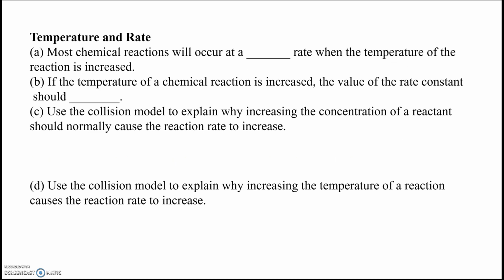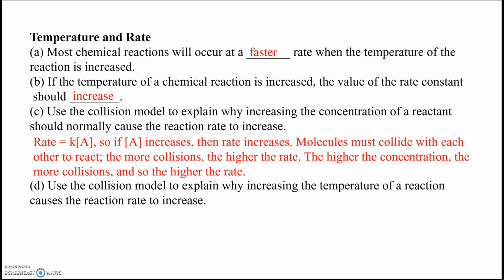All right, let's talk about temperature and rate. Most chemical reactions will occur at a faster rate when the temperature of the reaction is increased. If the temperature is increased, the value of the rate constant should increase. Let's see if we can understand why that is using the collision model. So you should be writing this down in your notes.